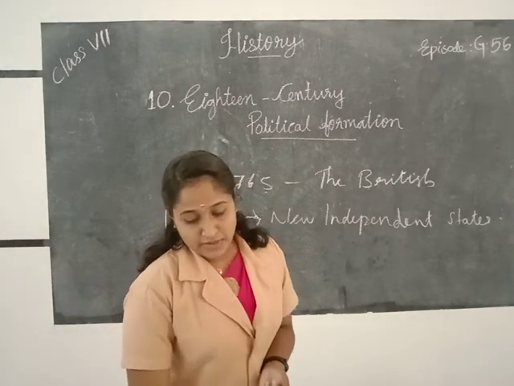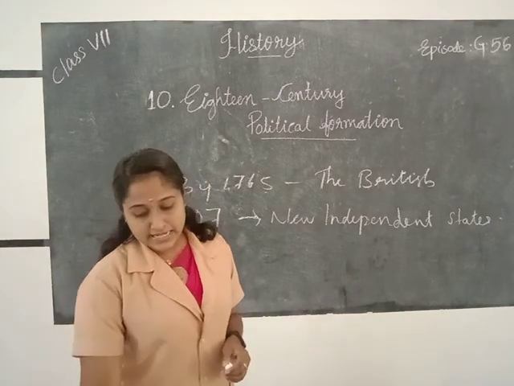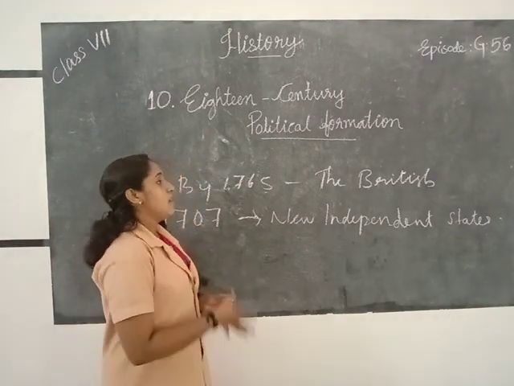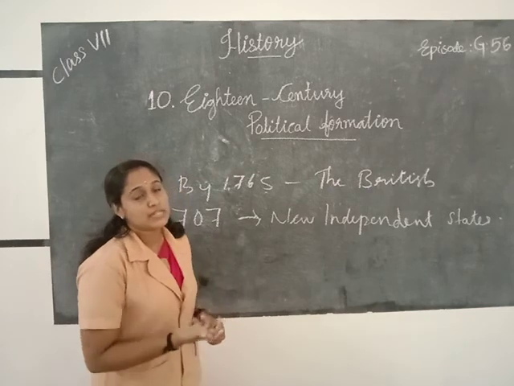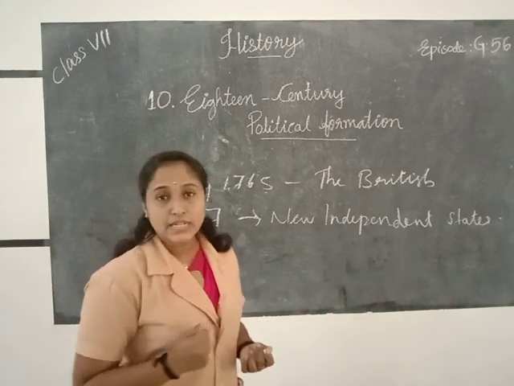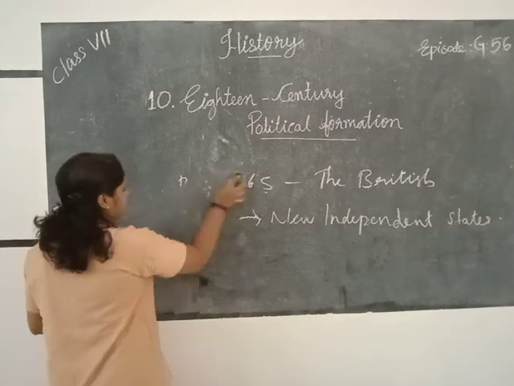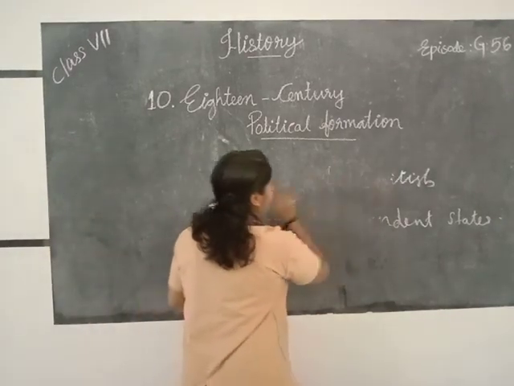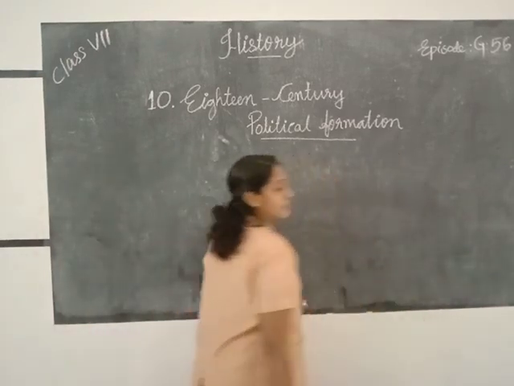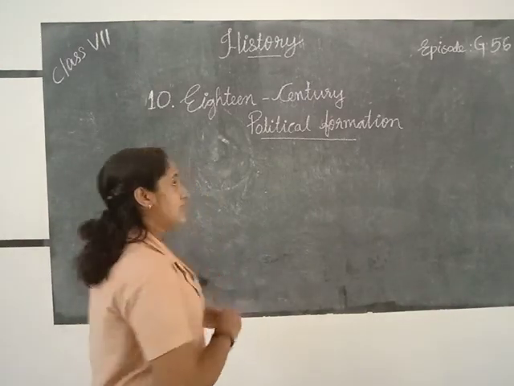Okay. So the very first concept in this chapter is the crisis of the empire and the later Mughals. What was the crisis? What were the problems faced by the Mughal empire and the last Mughals? How was the situation for the last Mughals? That kind of information we get in this concept. Okay, so let's check. The crisis of the empire and the later Mughals.